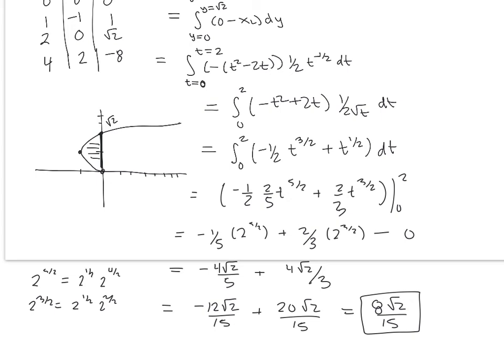Now these questions are finding the area, and they mean it when they say area. They don't mean signed area. They mean that area should be a positive value. So if you get a negative value, you possibly got your bounds mixed up and put in the wrong order.